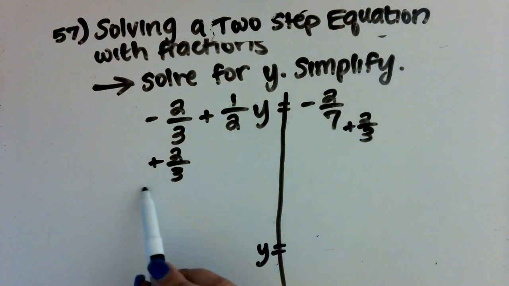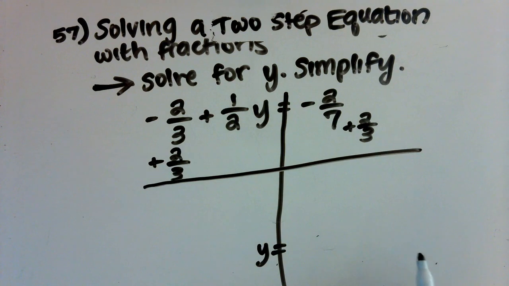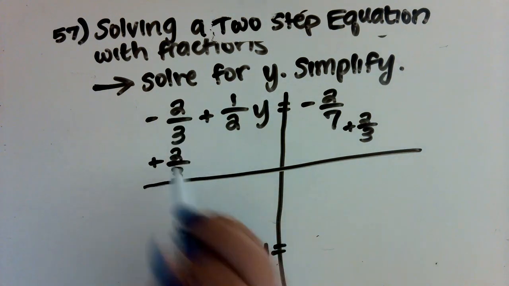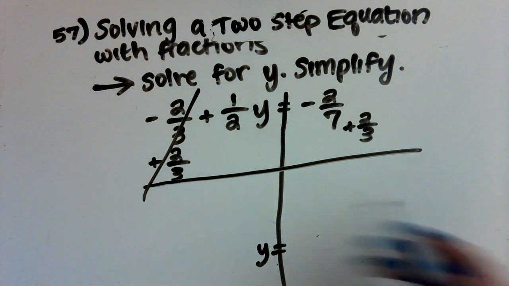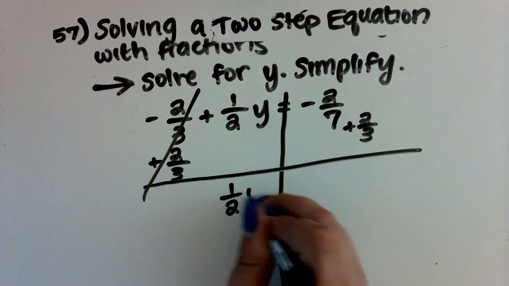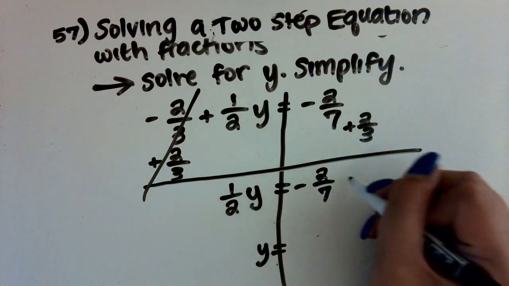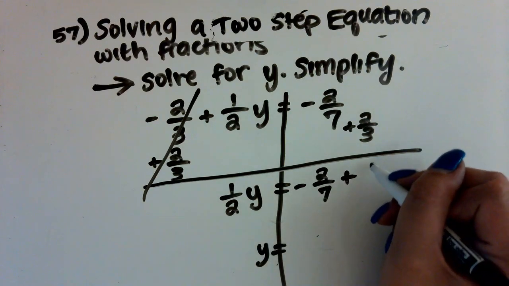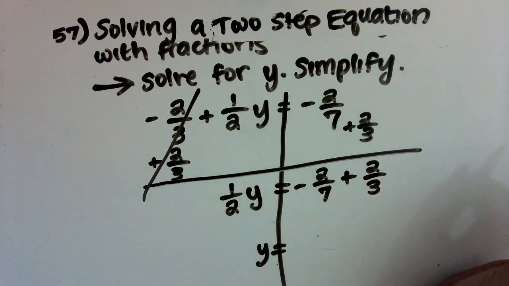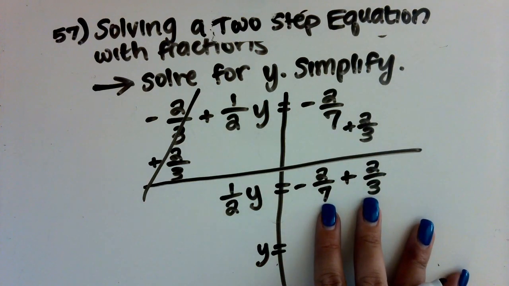Okay? I'm going to draw that horizontal line after our operation. Negative 2/3 plus 2/3 cancels out. I'm left with only 1/2 y is equal to negative 2/7 plus 2/3. Now, this time, we are going to have to do a little bit more multiplication to find our common denominators because, like I said before, it's our job to find those common denominators. We cannot just go ahead and add those together right off the bat, okay?